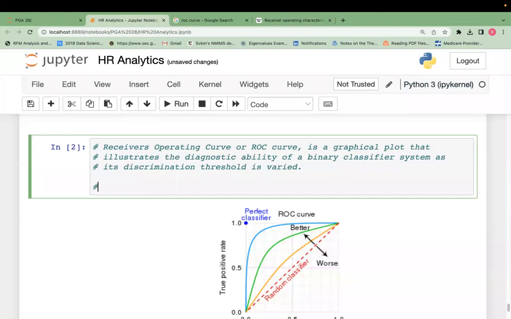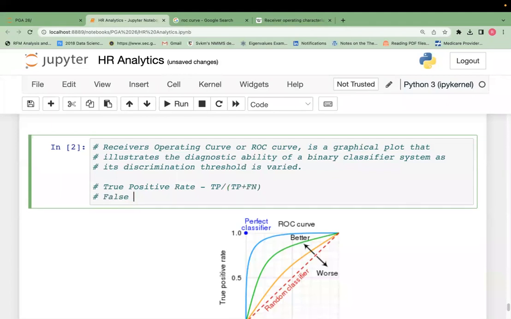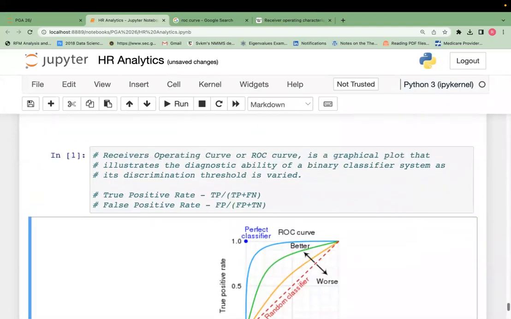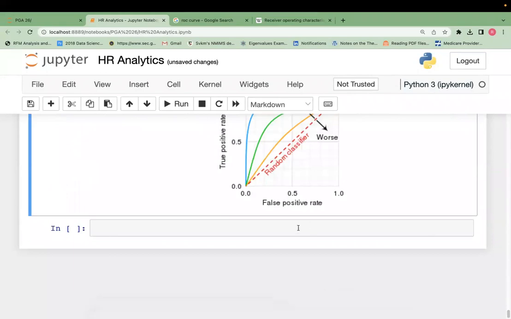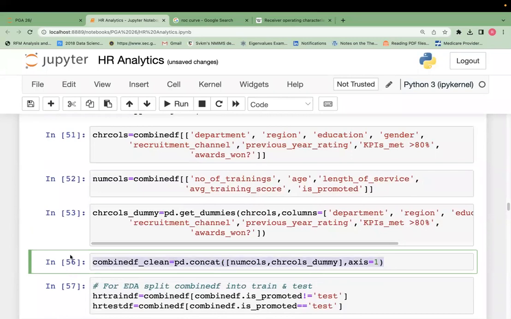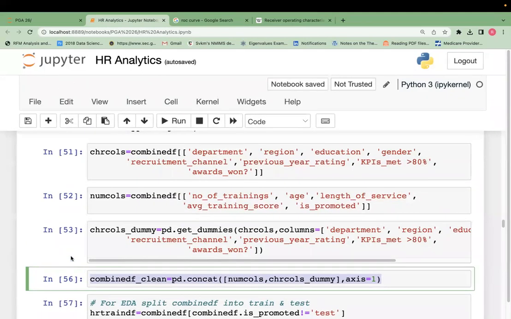So here, the true positive rate is TP divided by TP plus FN, and the false positive rate is FP divided by FP plus TN. These are the two metrics which are very important for plotting the ROC. We have already cleaned the data in HR analytics. We have already dummy encoded it. Everything has been done, right? Combined DF underscore clean is what we have already done.